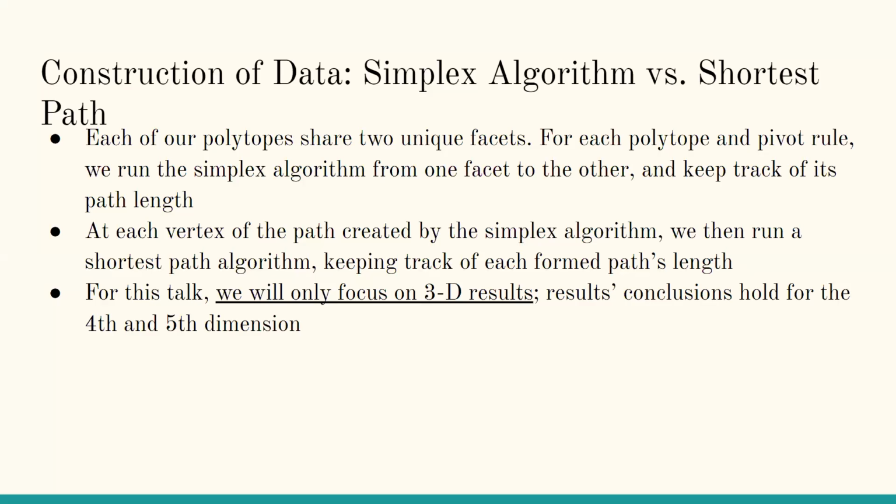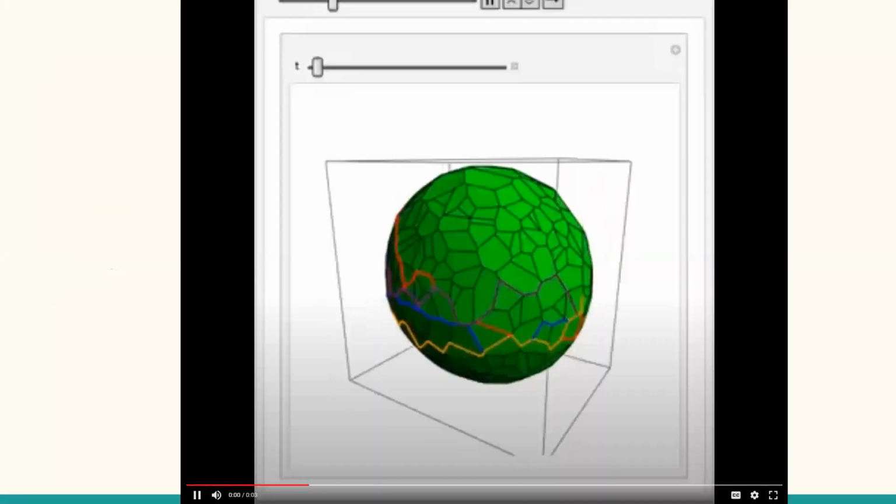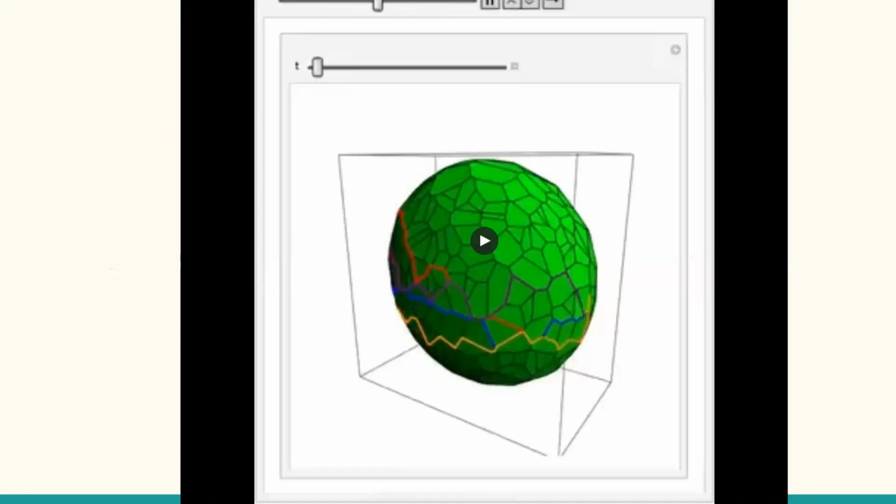Onto the construction of our data. Each of our polytopes shares two unique facets. From one facet to the other, we have the simplex algorithm path per pivot rule go from one to the other. At the same time, we look at the vertices crossed by the simplex path and then run the shortest path algorithm there and keep track of that path. For this talk, we only focus on 3D results. Conclusions for the fourth and fifth dimension are not here, but they hold true. The following animation is just to display through the polytopes the paths that they can take, the pivot rules, and from one facet to the other.